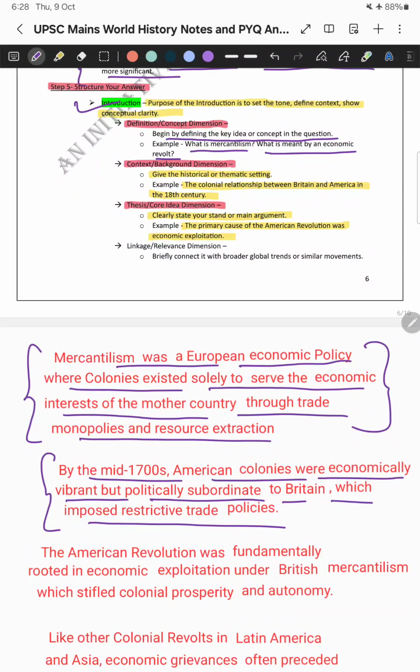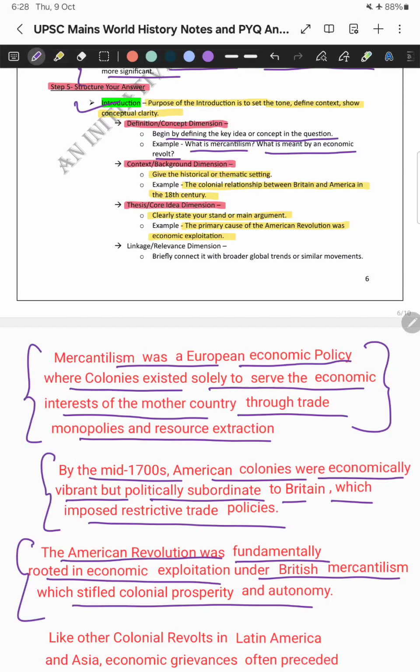The American Revolution was fundamentally rooted in economic exploitation under British mercantilism, which stifled colonial prosperity and autonomy. So with this introduction, you are stating that you are agreeing or you are supporting whatever the argument that has been put forward in the question. So this is another way of introducing your answer.